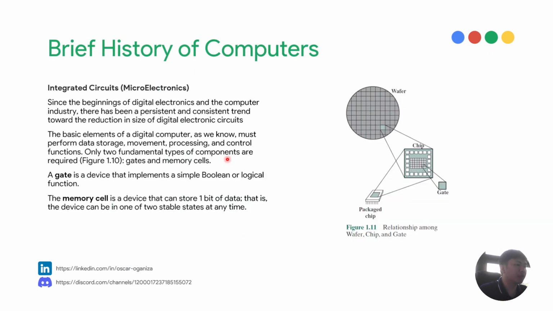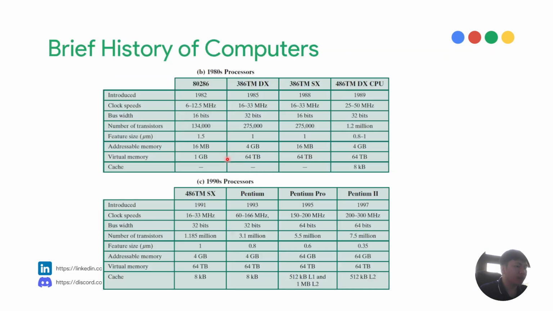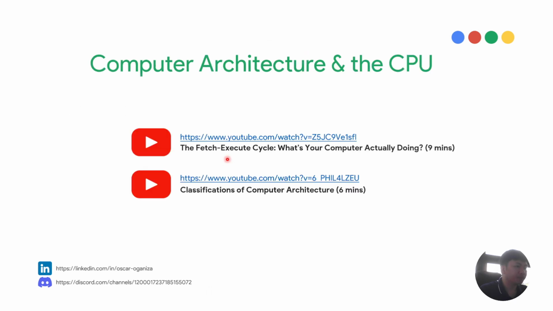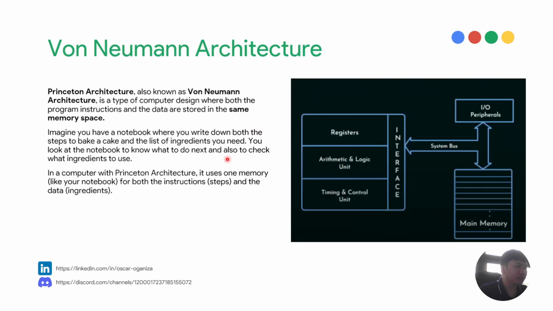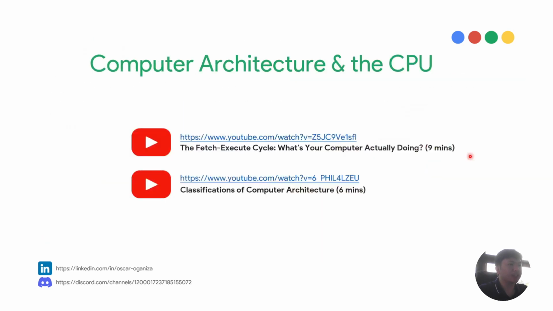Sabi 1.2 natin. Hindi ko pala naipakita 1.2. Ito, you can get this as an example. Bakit iba't ibang processor chips siya magkakasama dyan, no? Diba? Ano ba to? Figure 1.2 pala to.